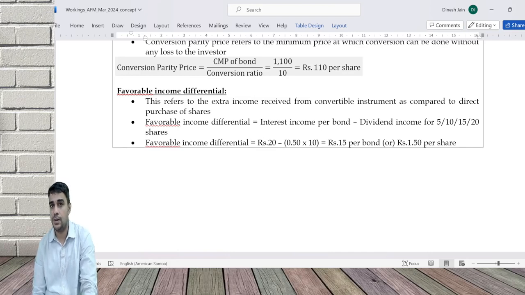Any doubts on this? Favorable income differential exists because you bought a convertible instrument; there are benefits as well as disadvantages. The main disadvantage is the extra premium you paid. But the benefit is I get extra income. See, your purpose was to buy shares, but you said I don't want to go through the share route, I want to go through the convertible route. You are getting every year 20. I am getting every year 5 rupees. So you are happy about it because you get extra 15 per bond or 1.50 per share.